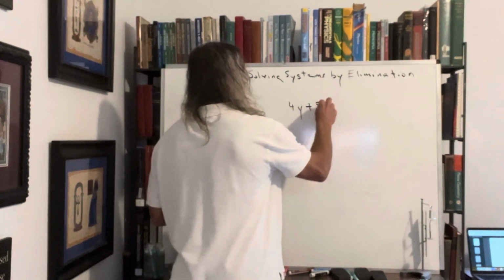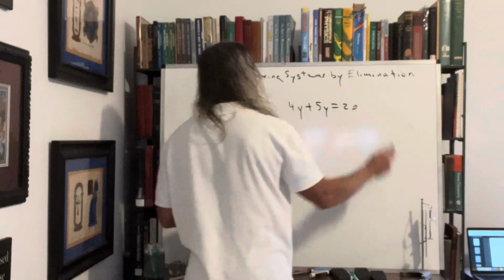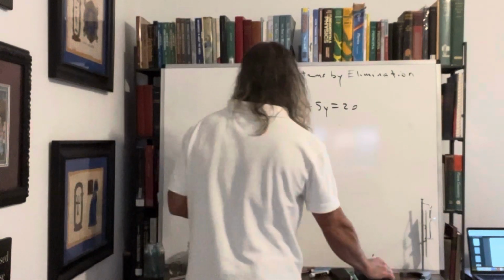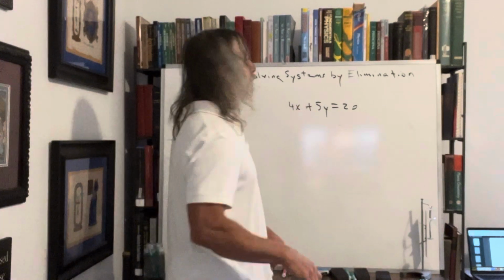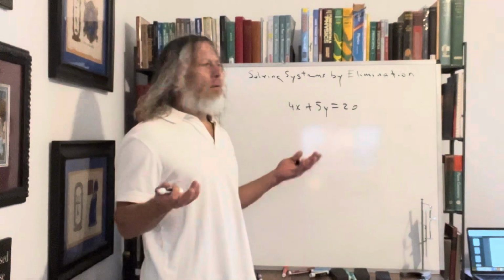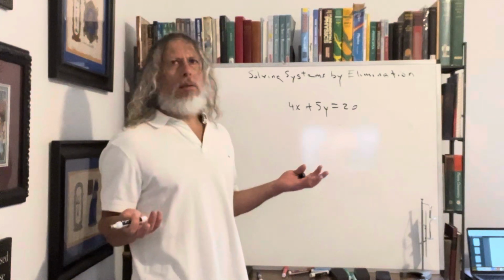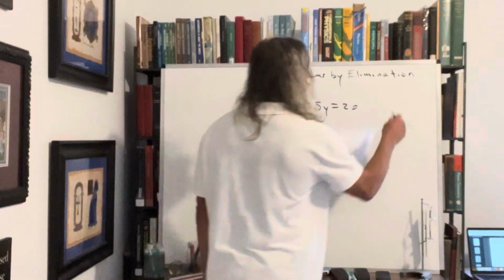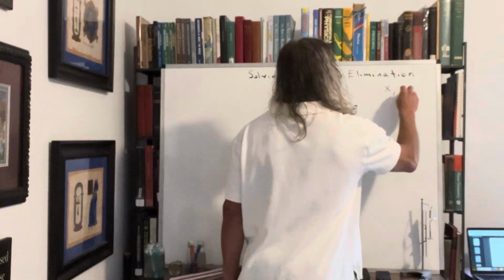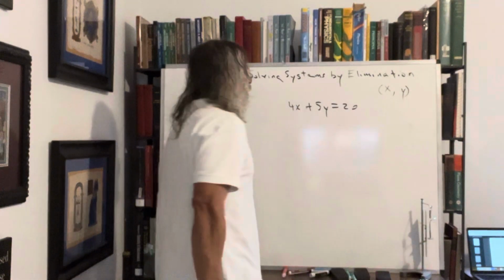Because if you got 4x plus 5y is 20, yeah, that's an x. 4x plus 5y is 20. There's lots of numbers we could put in and solve this. Not just one ordered pair, but many. We want one ordered pair that works in both equations.